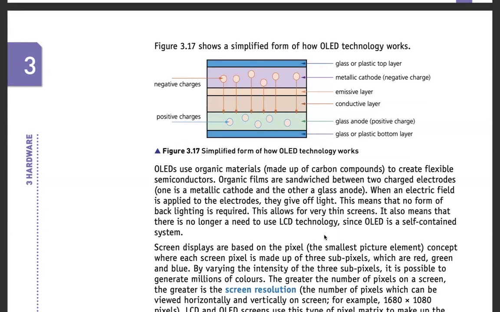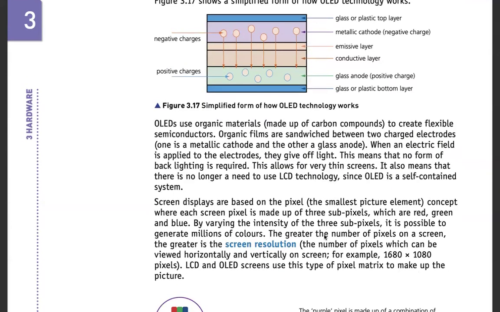So the screen displays are based on the pixel, the smallest picture element concept, where this screen pixel is made up of 3 subpixels, which are red. The 3 subpixels means RGB, red, green, and blue. By varying the intensity of the 3 subpixels, it is possible to generate millions of colors as well.